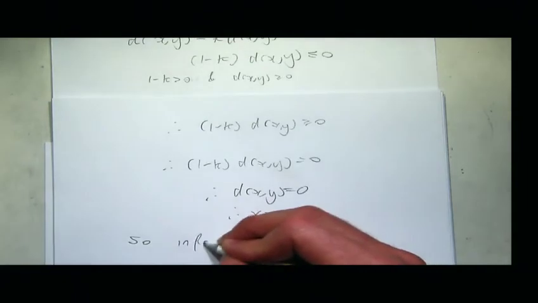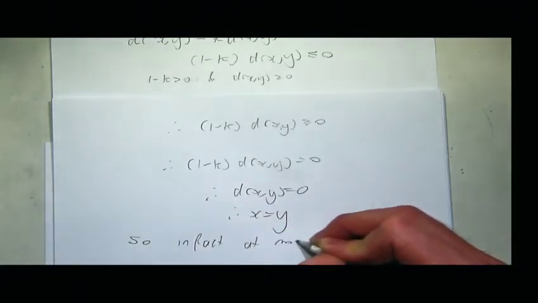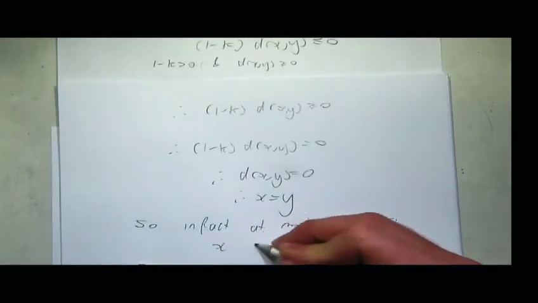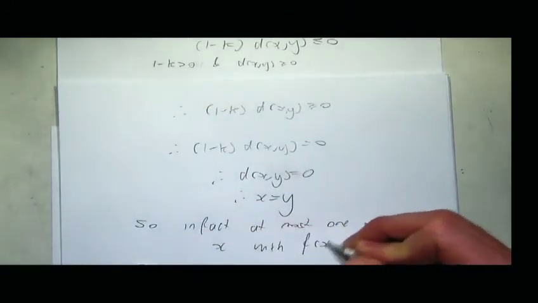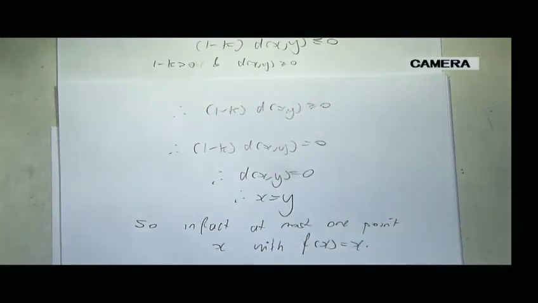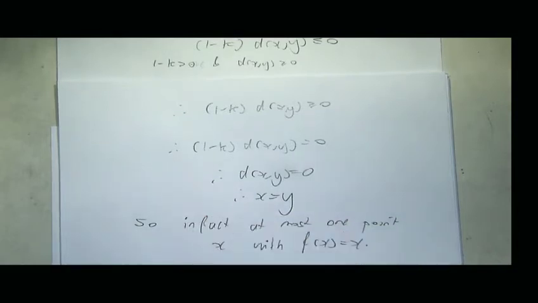So in fact, there is at most 1 point x with f of x equals x. There might not be any, but there can't be 2. It's not technically a contradiction. In fact, "in fact" is not one word, by the way. I just didn't write a space.